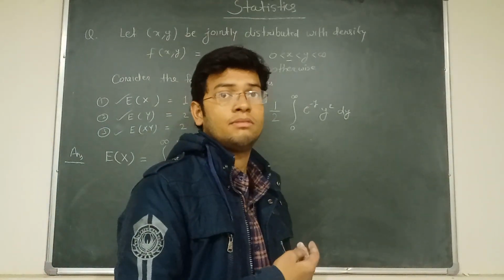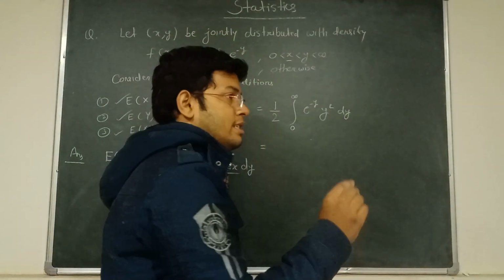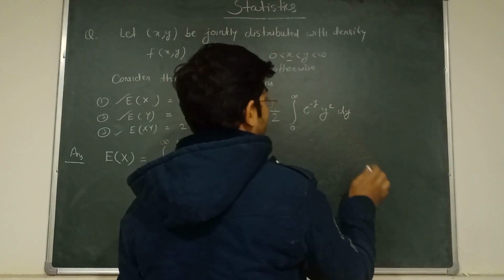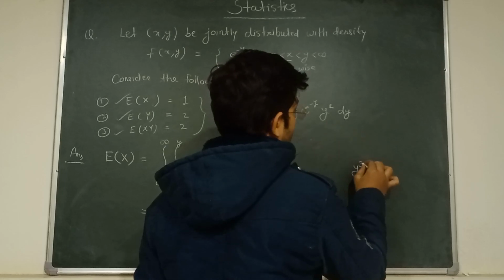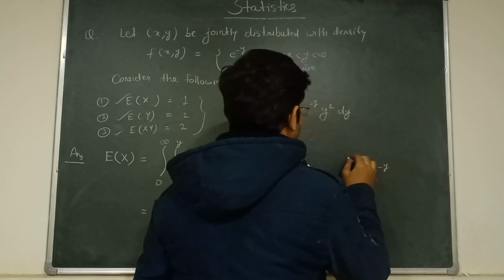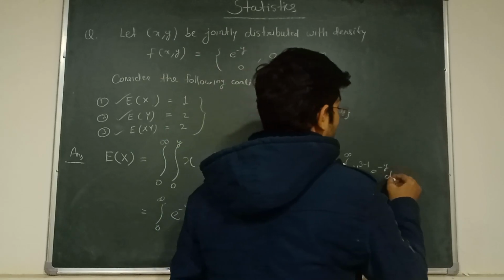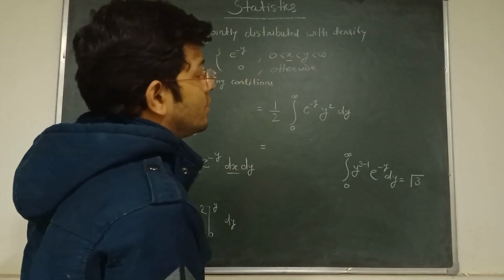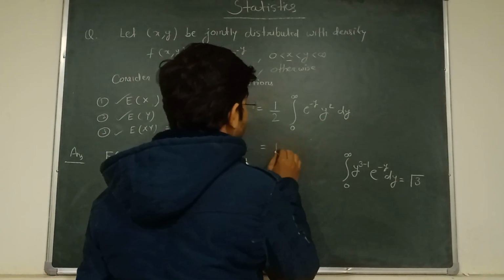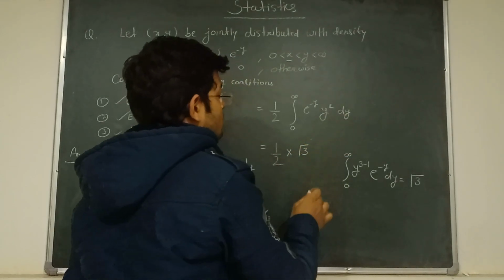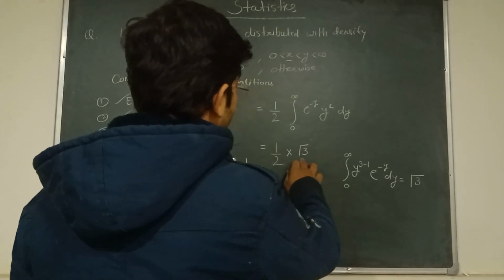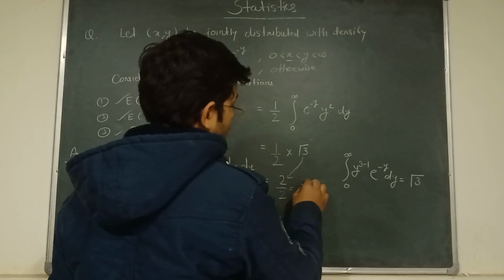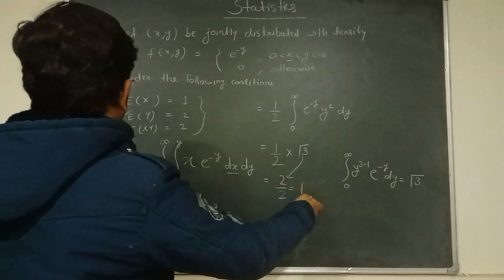How can you find this type of integral? There is a very short trick for it. We can write it as y to the power 3 minus 1 times e to the power minus y, with limits 0 to infinity, with respect to dy. This changes to factorial 3. So this is 2, divided by 2, which is equal to 1. So we have found the value of E[X].